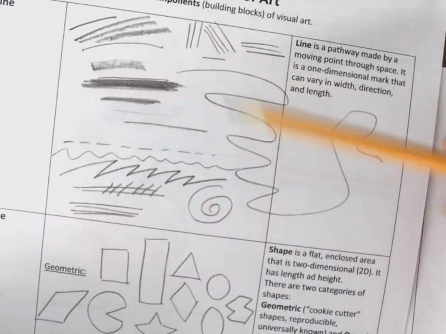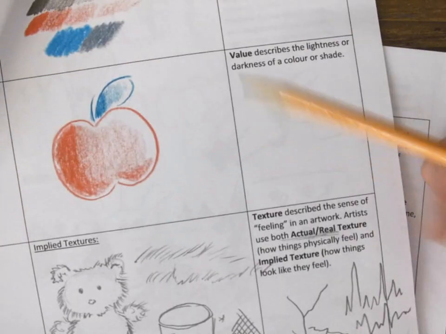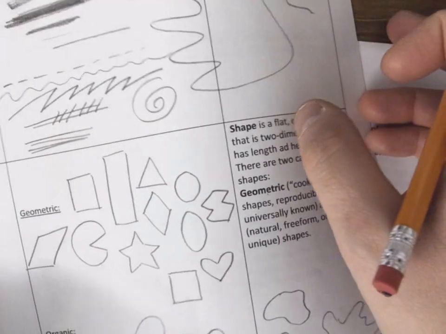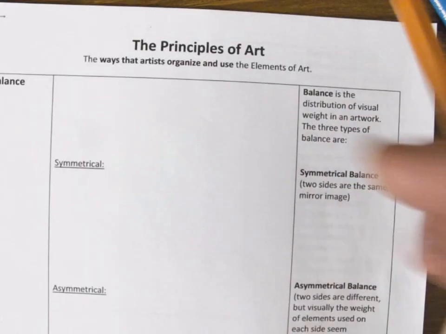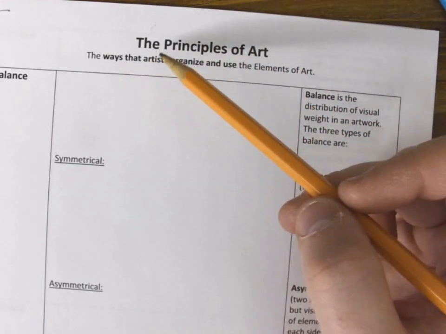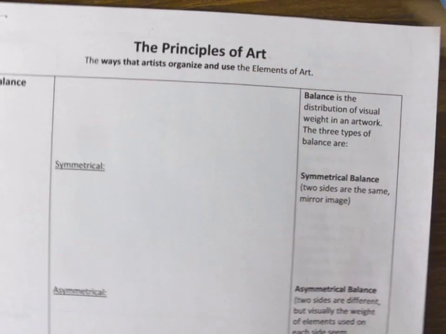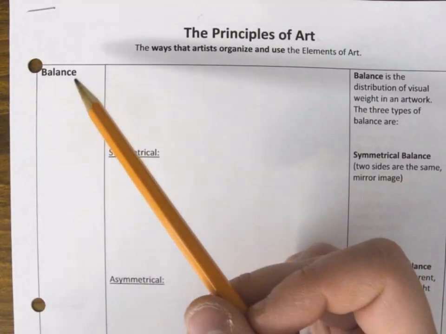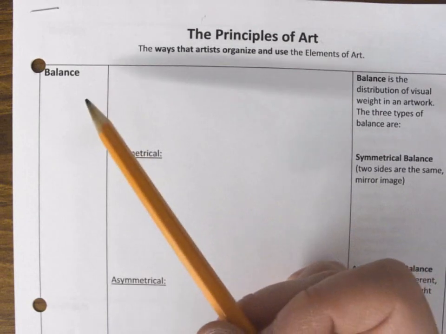So how does the artist choose to use these and organize them to make them visually work in a design, okay? So principles are the ways the artist is going to use the elements. One of the ways that they can use the elements is to balance them. And there's 3 ways that we can balance something.